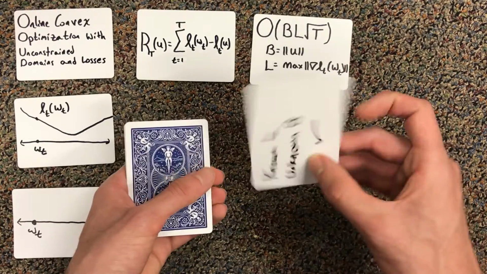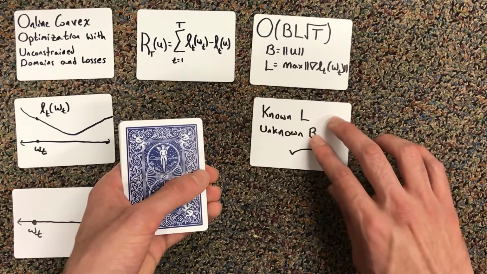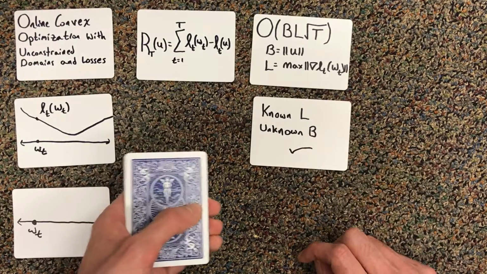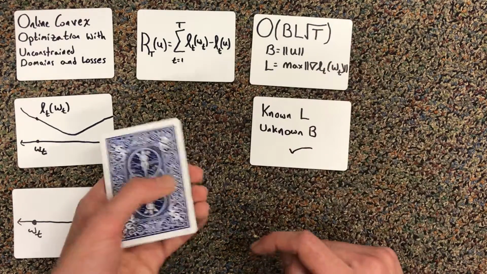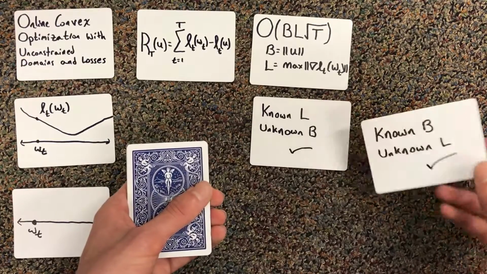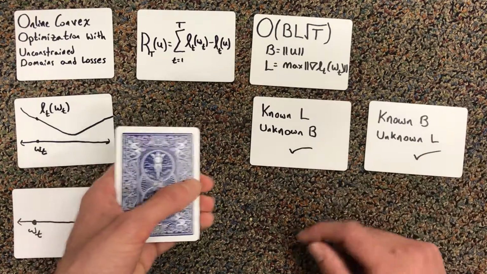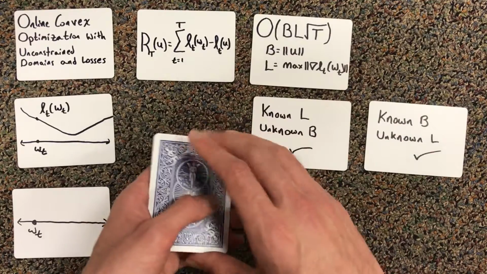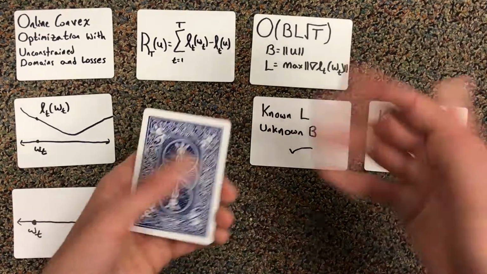Well, if we know L but don't know B, then there are in fact algorithms that can get this bound, at least up to log factors. Similarly, if we know B but don't know L, then again there are some algorithms that can get this regret bound. But what if we don't know anything at all?